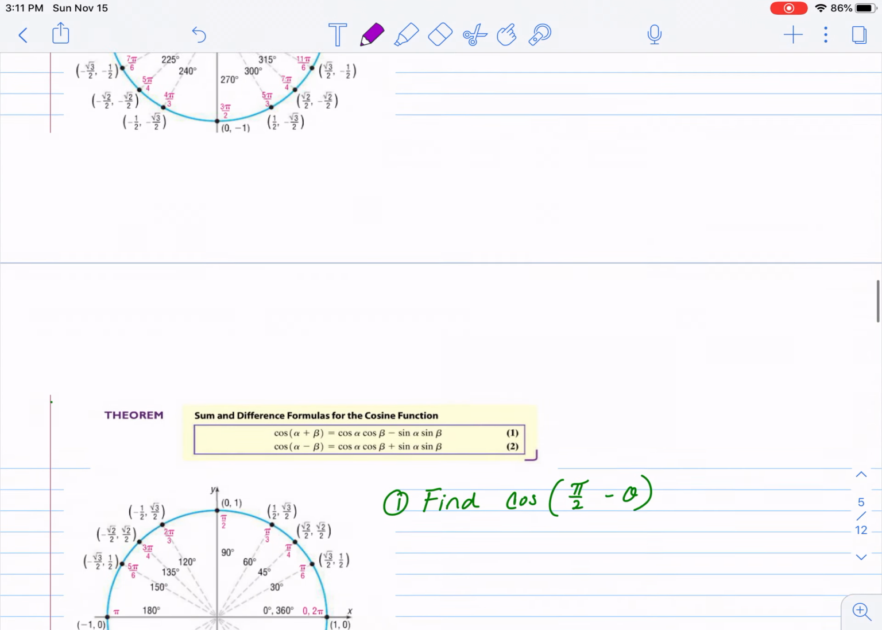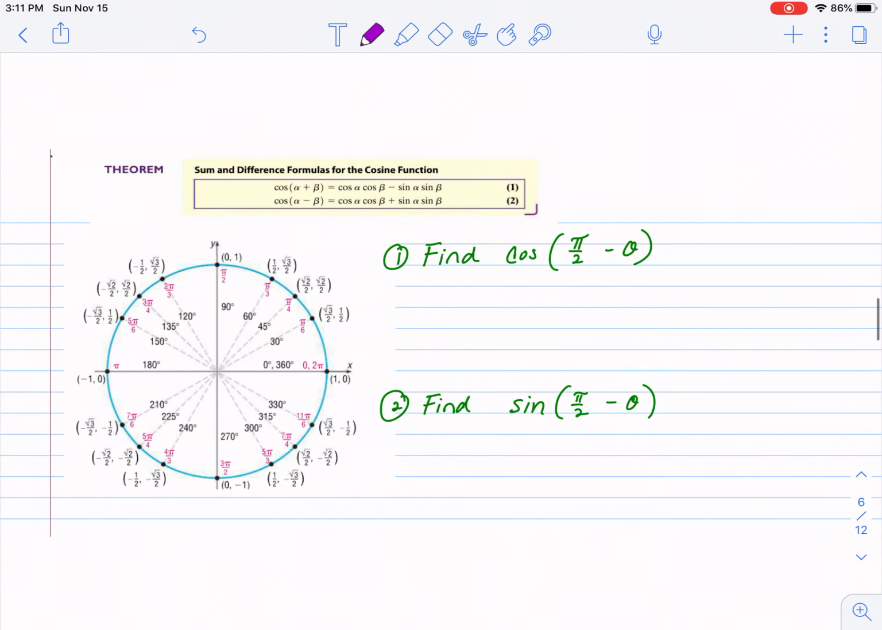We're not going to do this one. We're going to keep going here. Just want to show you this very quickly.